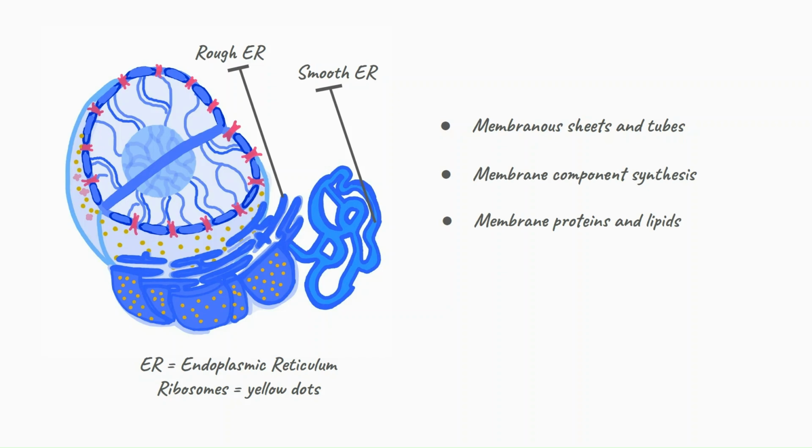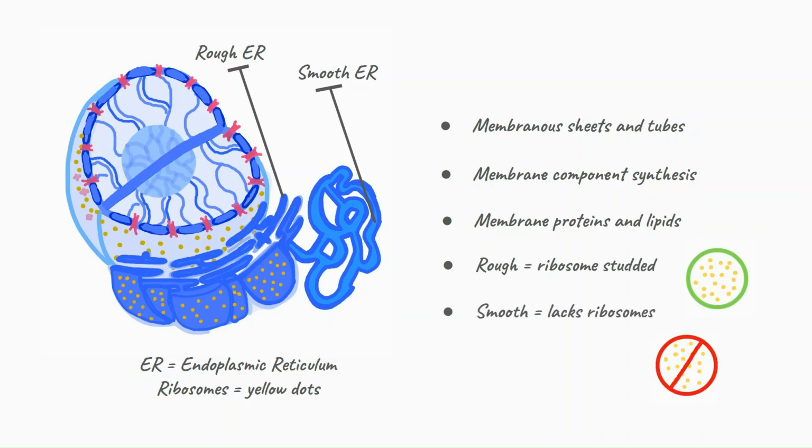And so what makes a difference between rough ER and smooth ER? You might think it's the overall structure that makes the difference, like the smooth looks like a network of tubes, whilst the rough looks more flat. But actually it's about the presence of ribosomes. So as you can see, ribosomes are those yellow dots scattered on the rough ER. So, rough ER is ribosome studded, whereas smooth ER lacks ribosomes.